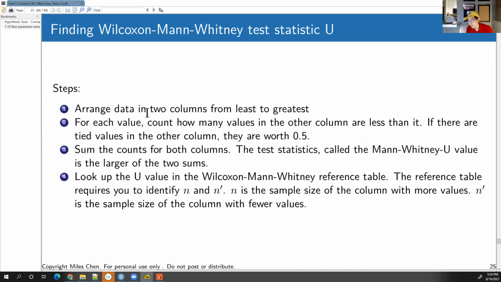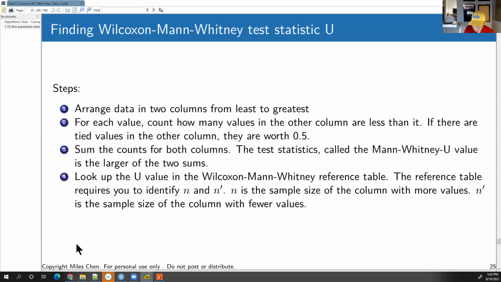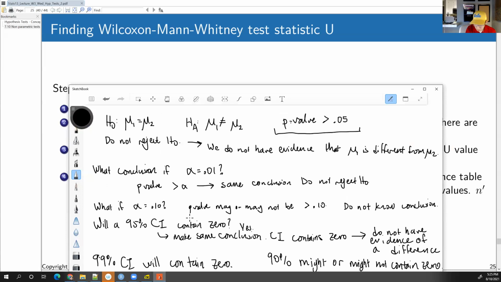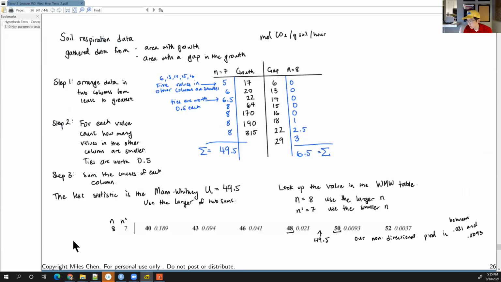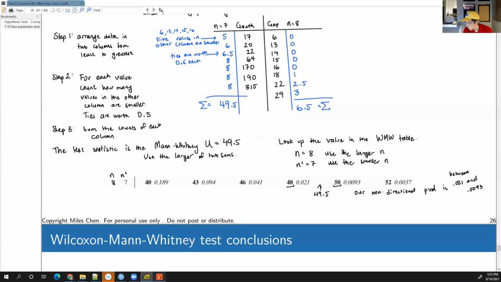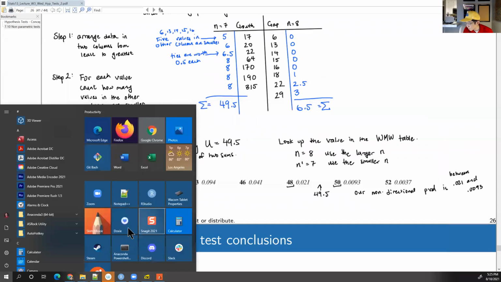And then you add up these counts for both of the columns. At least for our textbook, whichever is the larger of the two sums is going to be our Mann-Whitney U test statistic. Then we go to our reference table and look this up. So I'm following the example in our textbook, and we'll work through this, okay?